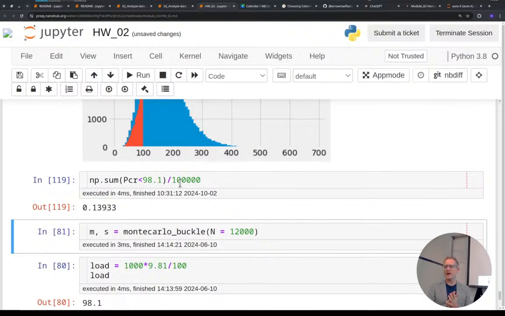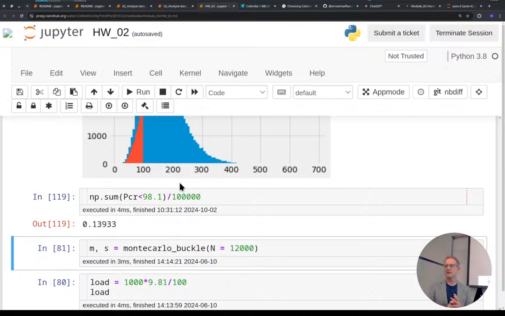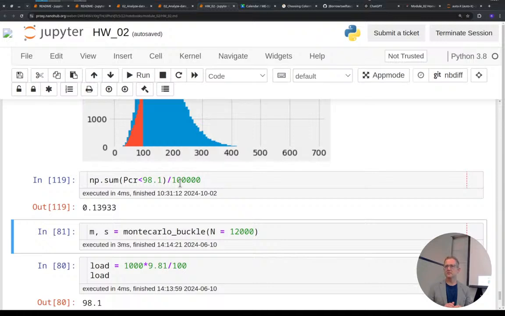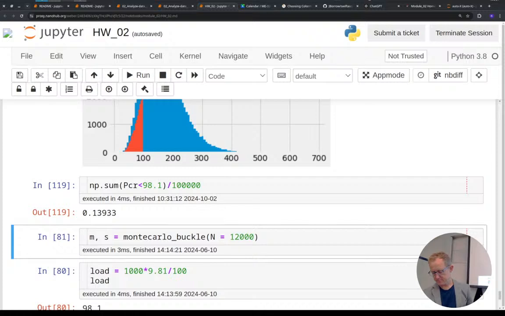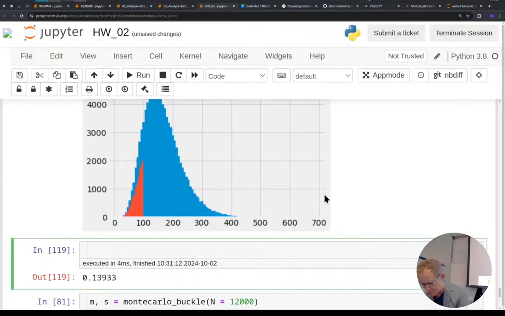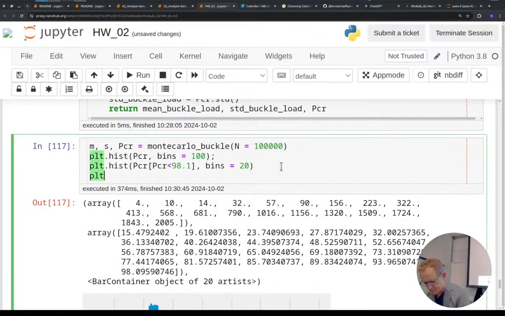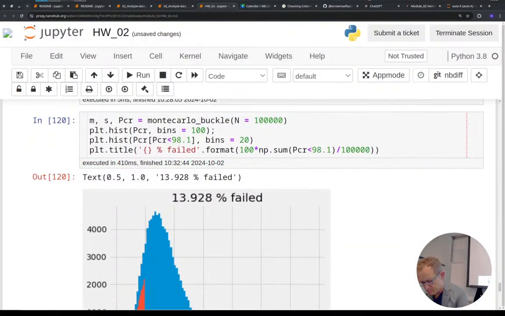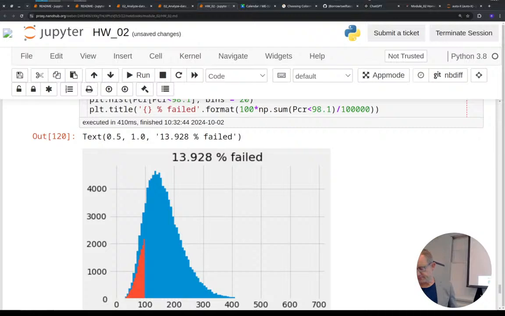So what do you think? How do we get to 2.5%? Here, I'll take this. How do I get that number to 2.5?